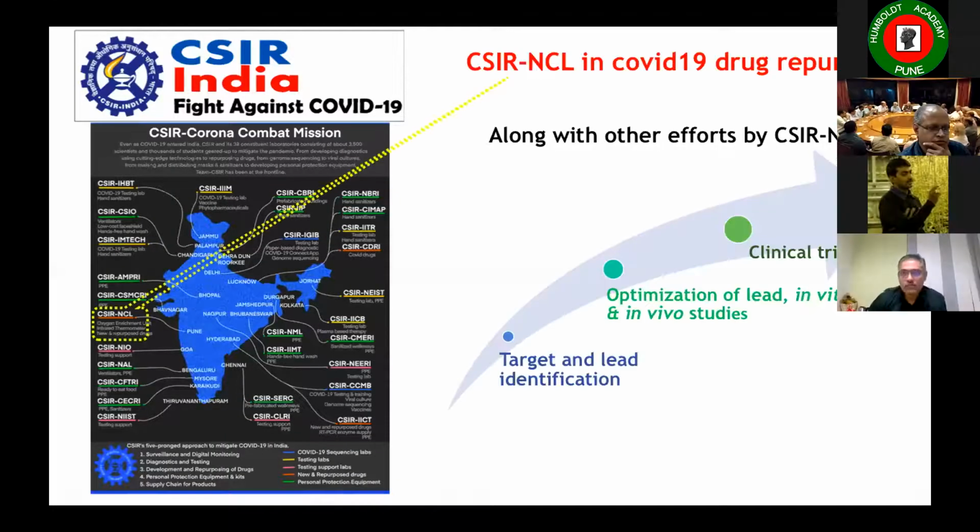See the possibilities of using these molecules or structural libraries to screen against the targets of coronavirus, and then optimize the lead, and do in vitro and in vivo studies. And I'm happy to share with you that the molecules that we identified for repurposing are already in a clinical trial, and that's very, very good news, by the way.